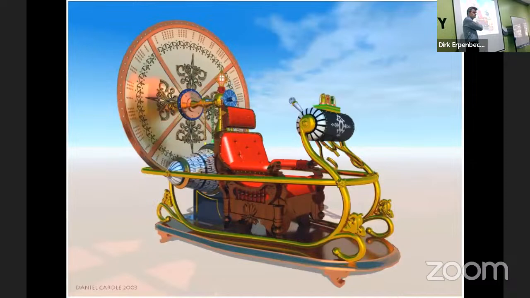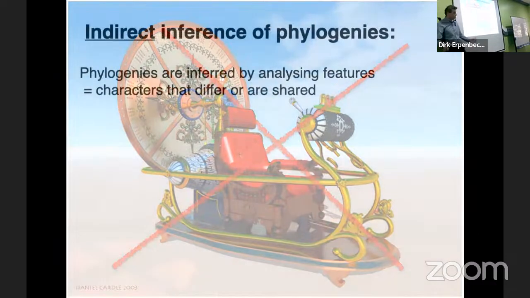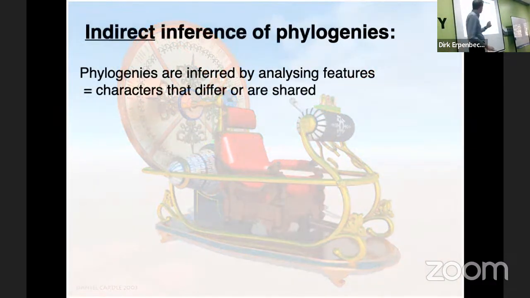That's it. You know what it is? A time machine. Do we have a time machine yet? Do we, guys? No, unfortunately not. So therefore, we have to go back and follow, for example, your suggestion. So we can only indirectly infer biologically what has happened.